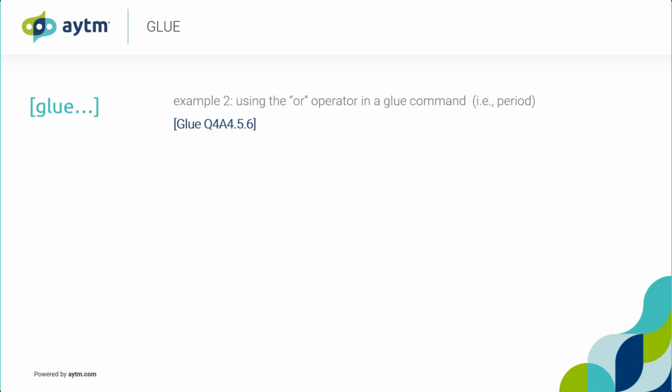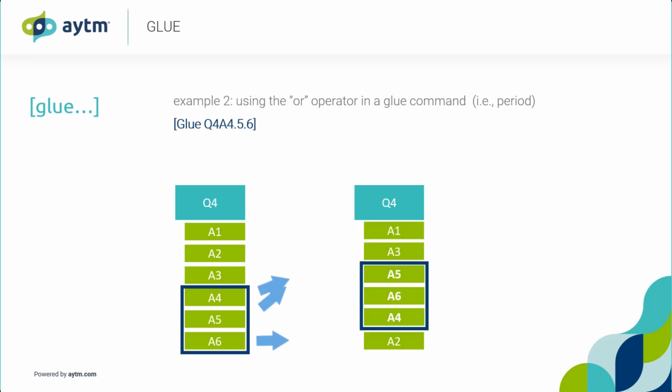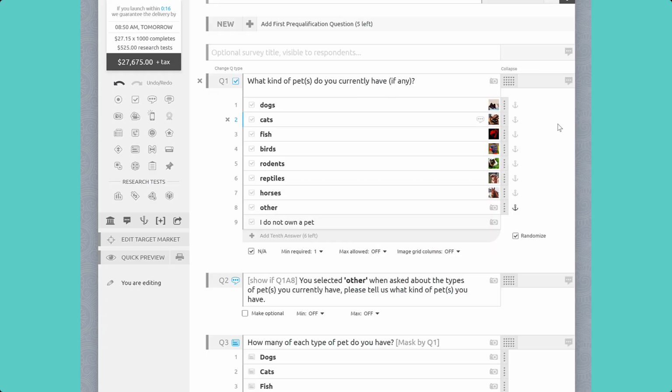This example will show you what Glu does when you use OR logic, which is expressed with periods. Glu with OR will keep answers 4, 5, and 6 clustered together, but will show them in a random order and randomly within the entire list for each respondent. Using the OR operator with Glu essentially creates two different randomization groups within your question.